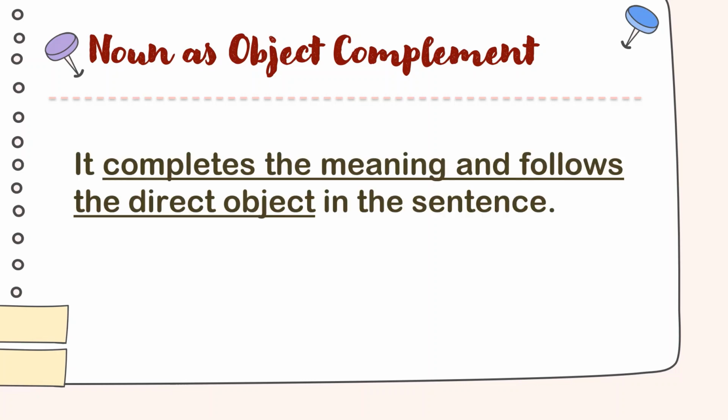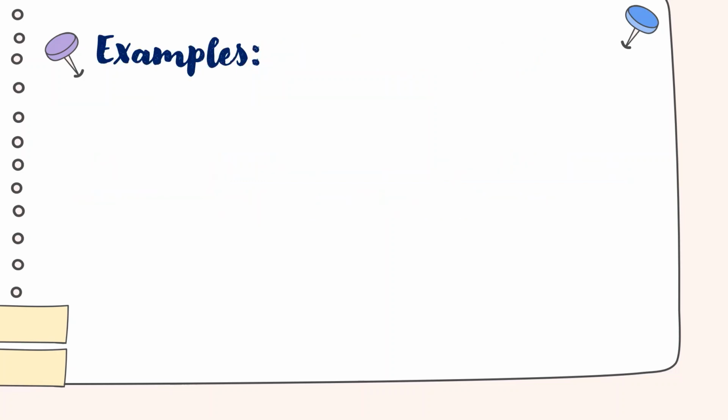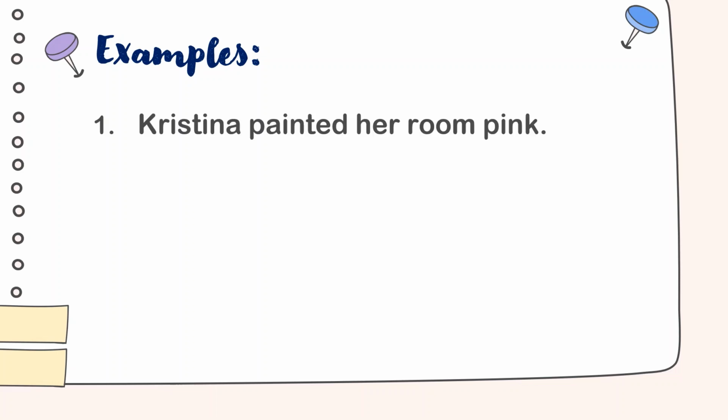Finally, a noun may also be used as an object complement. It completes the meaning and follows the direct object in the sentence. Analyze the examples below. Number 1.